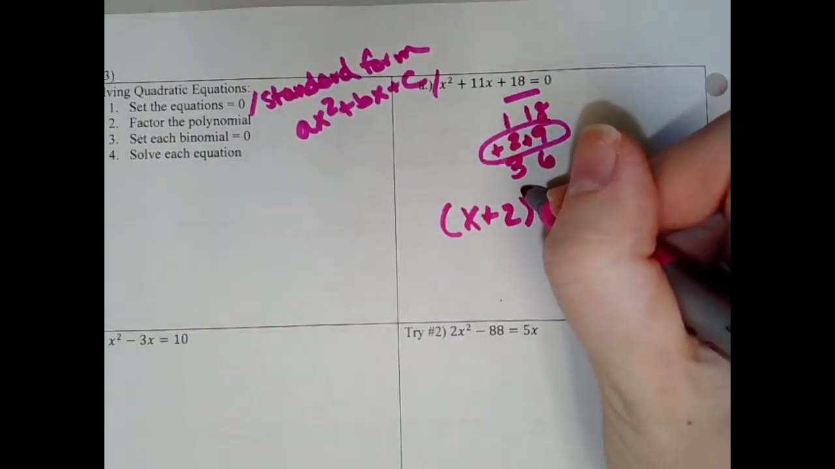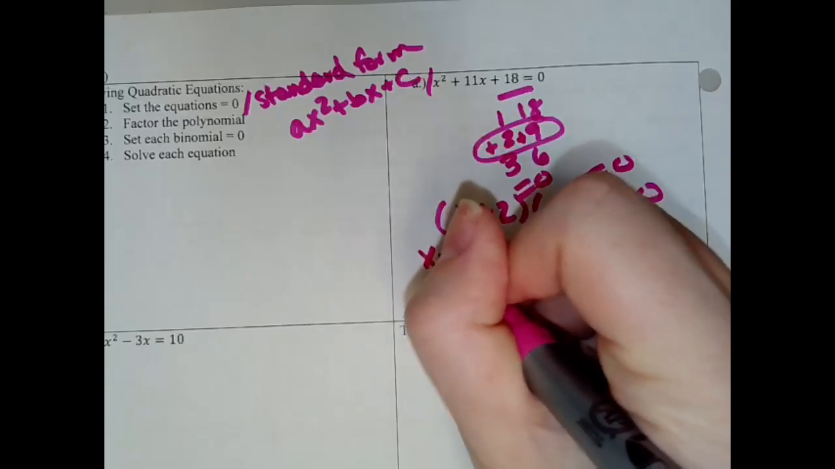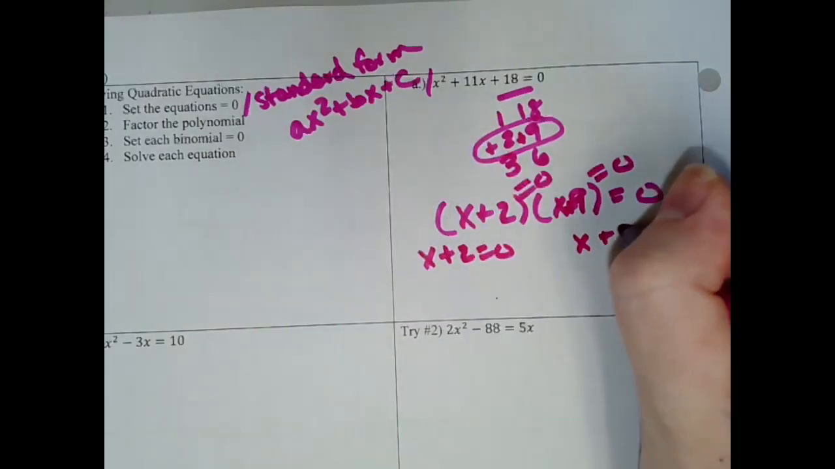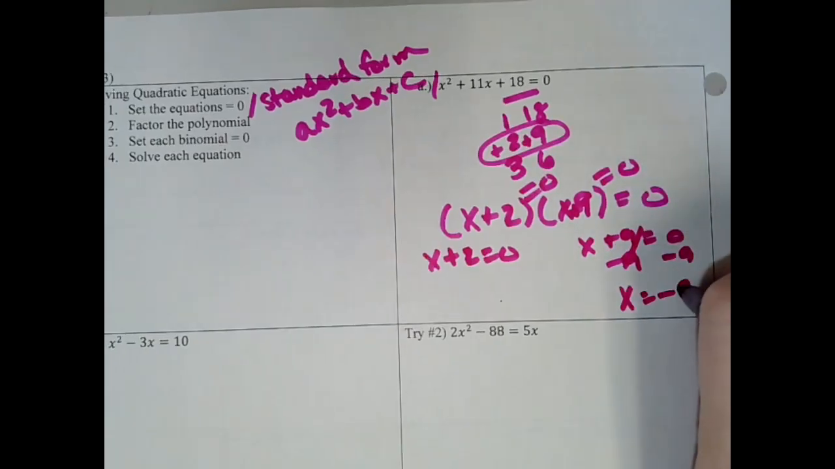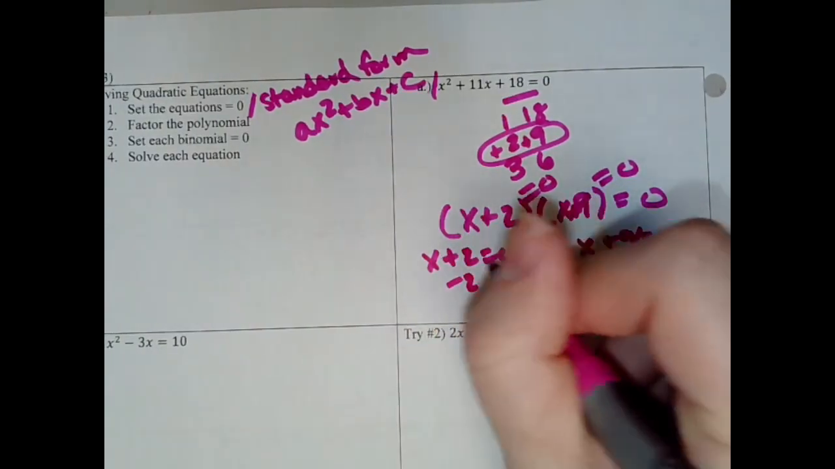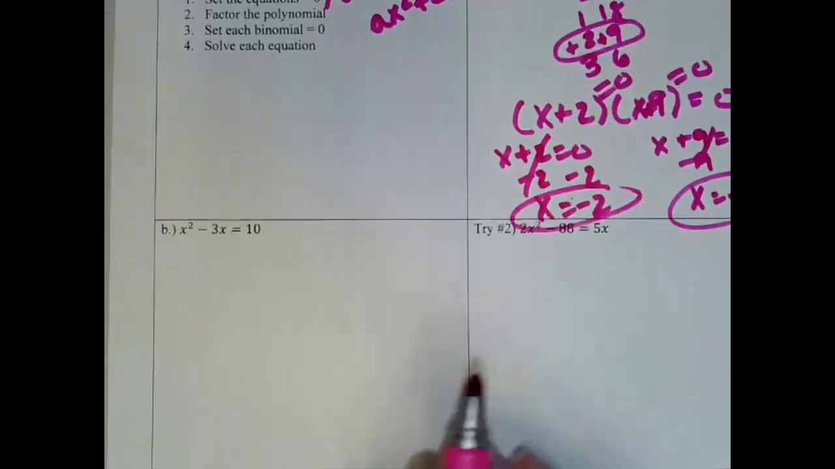And now I factored it, which means I can solve it. Set each part equal to 0 and solve for x. You get negative 9 and negative 2. Let's do the next one.